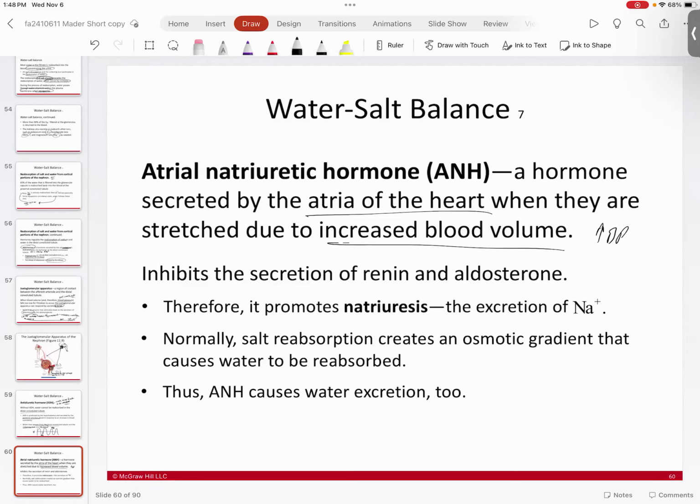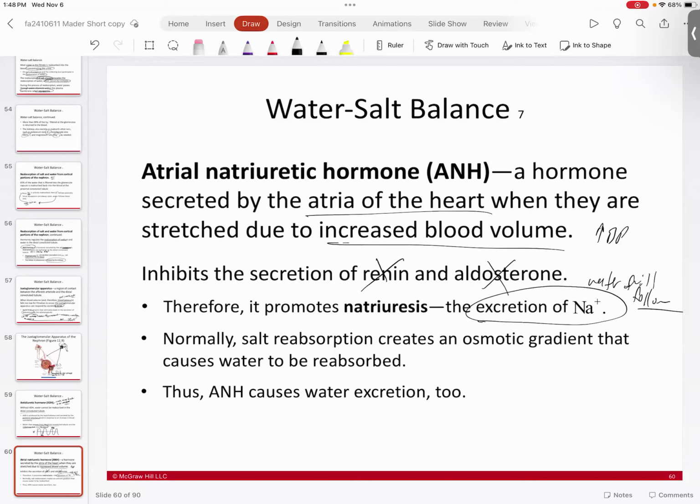And so this will shut down the secretion of renin. It'll inhibit that. And by that, it'll also shut down aldosterone. And it basically promotes what's called natriuresis, which is the excretion of sodium. The idea is if you excrete sodium, water will follow. And where's that? In your urine, right? So your sodium gets dumped into the urine to get rid of the excess sodium, and then the water will chase that sodium into your urine stream.